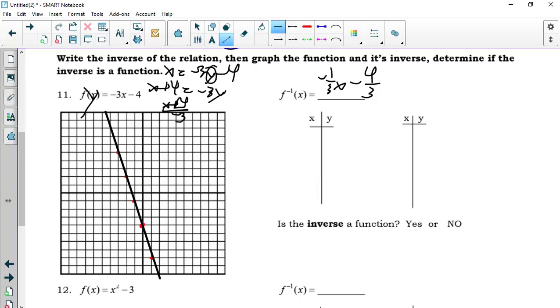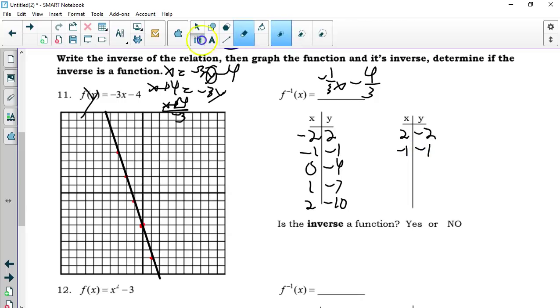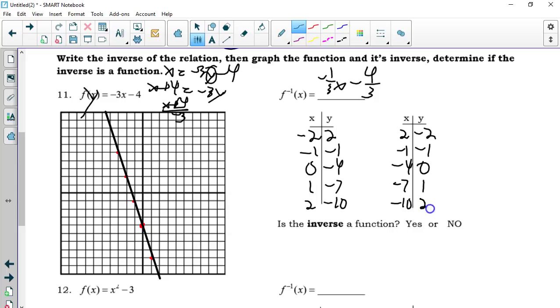Now, those points that I just put on there, it's very easy to do this. You can use your calculator, use your table. I got negative 2, positive 2; negative 1, negative 1; 0, negative 4; 1, negative 7; and so forth; and 2, negative 10. Okay? To find the inverse, I just switch x and y. So this is going to be 2, negative 2; negative 1, same point; sorry, that should be negative 4; negative 7, positive 1; and negative 10, positive 2.